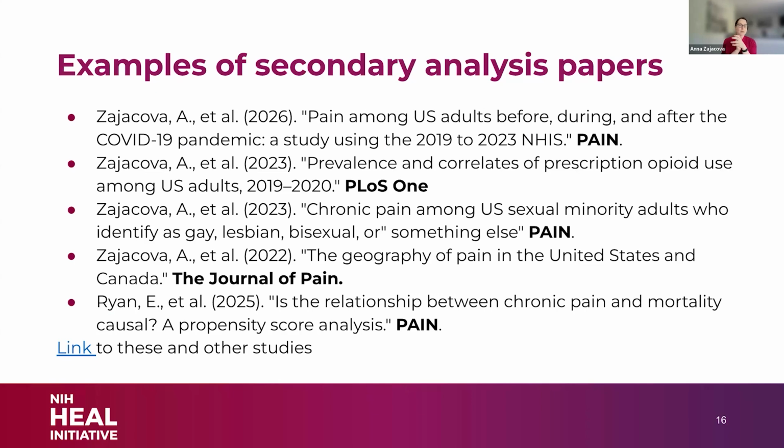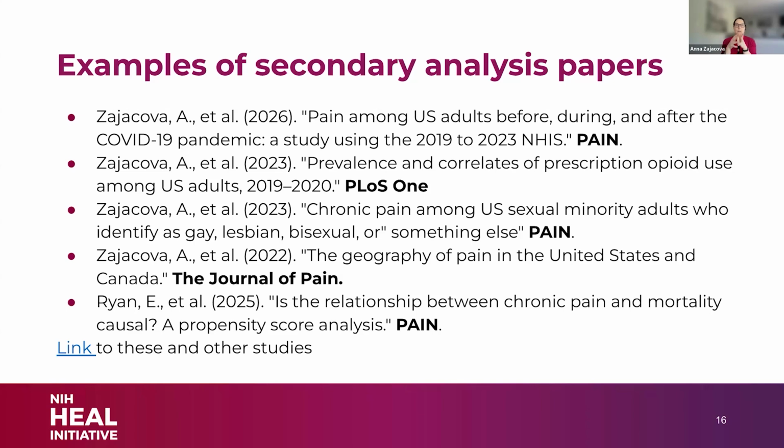As an example, we've published a ton of papers, and many others did, including, again, those of some of the audience members here. In the first paper, for instance, we examined pain trends in most recent years, so before and after the COVID-19 pandemic, and we found that the prevalence surged from 2021 to 2023. But you can do all kinds of other things with NHIS. We were able to explore prevalence and correlates of prescription opioid use.